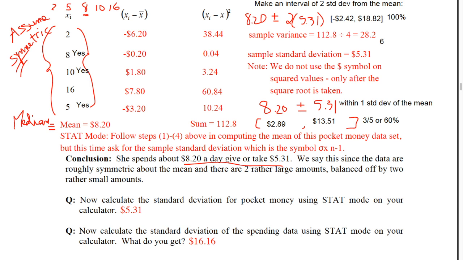First of all, it's symmetric. And the pattern is that 68% of the observations are within 1 standard deviation, 95% of the observations are within 2 standard deviations, and 99.7% of the observations are within 3 standard deviations. So this is clearly not normal.